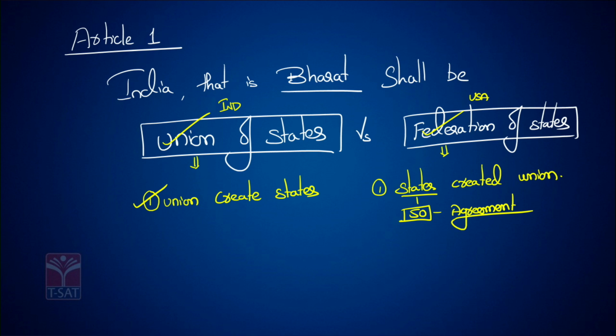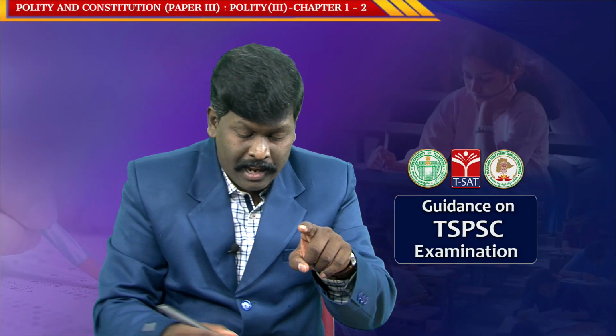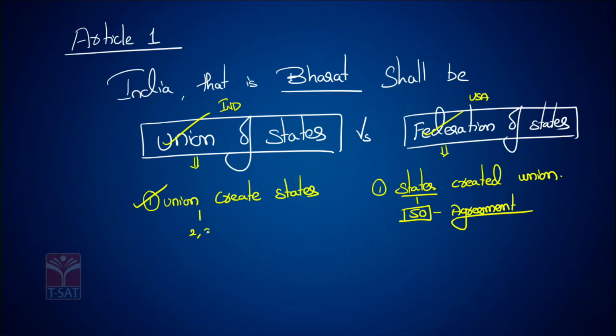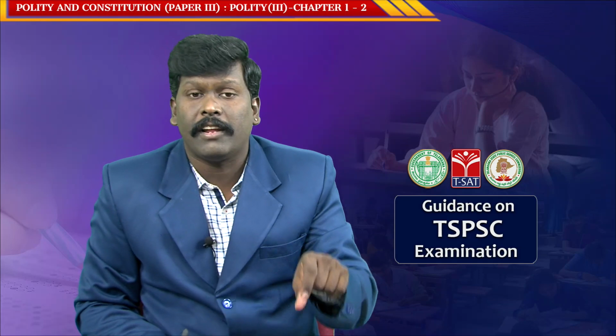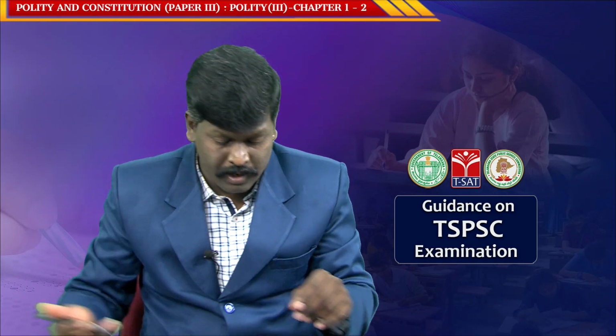But in India, states did not form the union. In fact, according to Articles 2 and 3, the union has the authority to create the states, like it created the state of Telangana on June 2, 2014. This is the first reason why in India the word federation is not used.